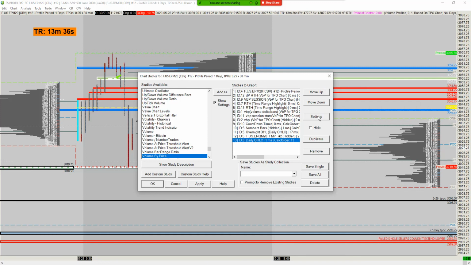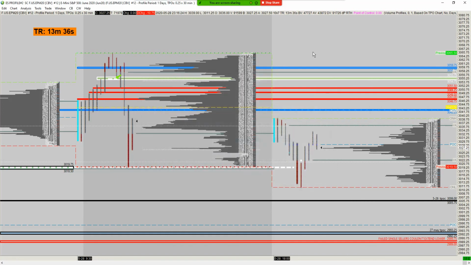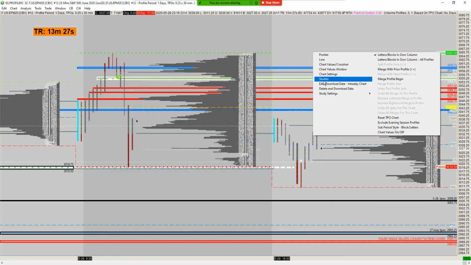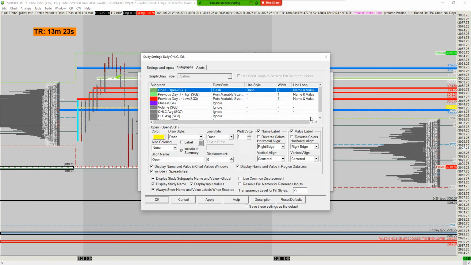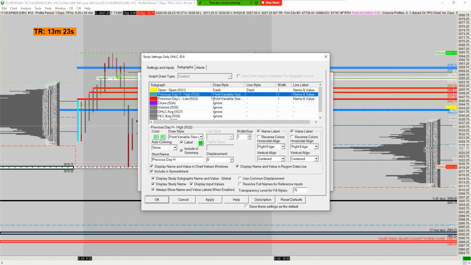If you want to go into it now, you right click. So right click, studies, daily open, high, low, close, settings. I think, yeah, here you might have stuff that is different.